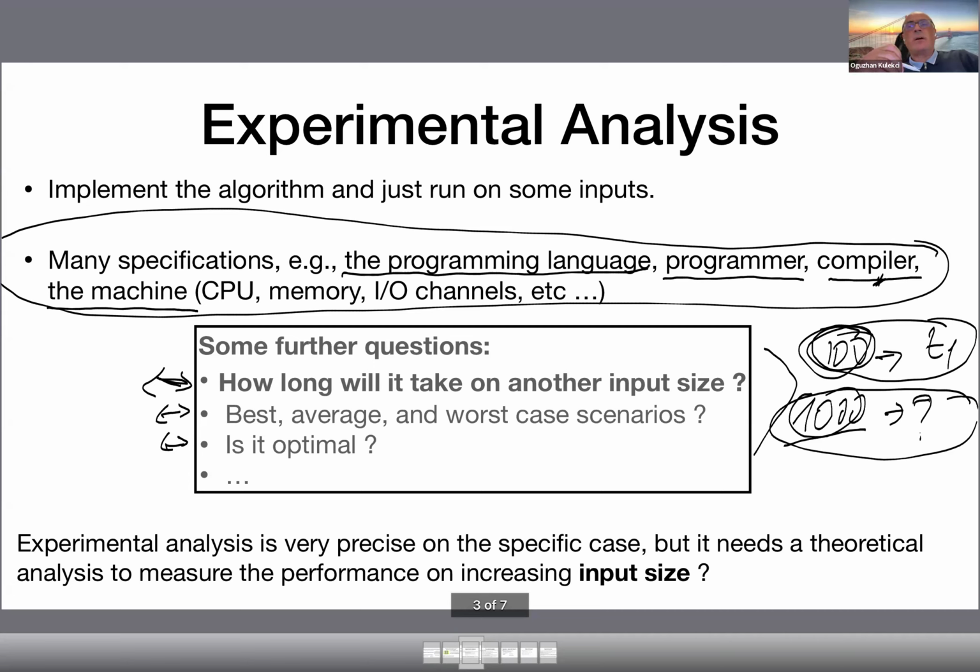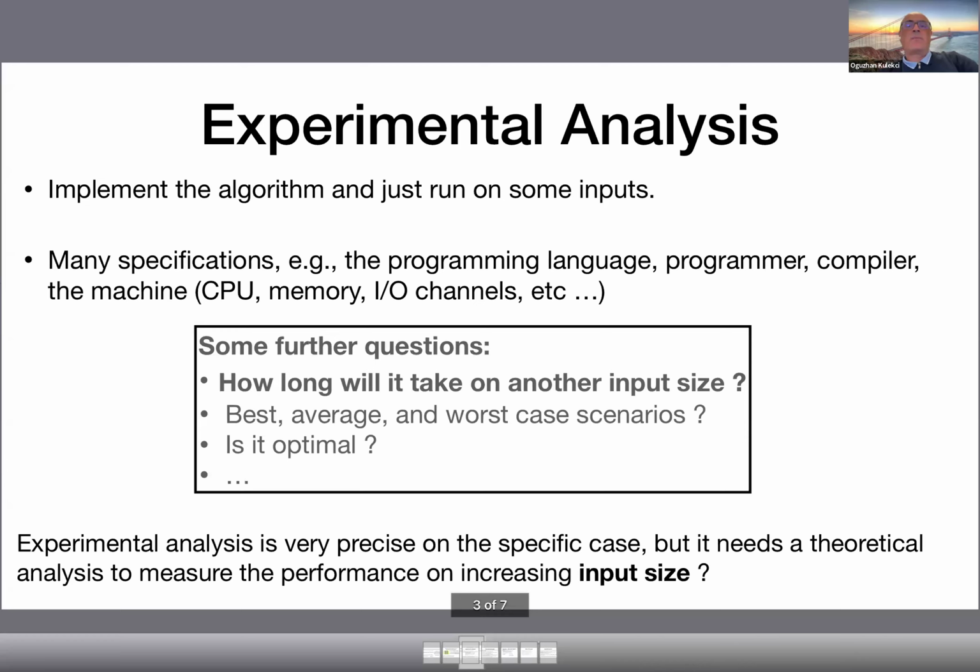Is it optimal means, would it be possible to come up with a better algorithm to answer this question? If yes, which means that this algorithm is not optimal, and then the research will continue to find a better one, right? But if this is optimal, then theoretically, this is the best way of achieving this computation, and we will focus more on engineering, programming of this algorithm. Okay, so that is about the experimental analysis.